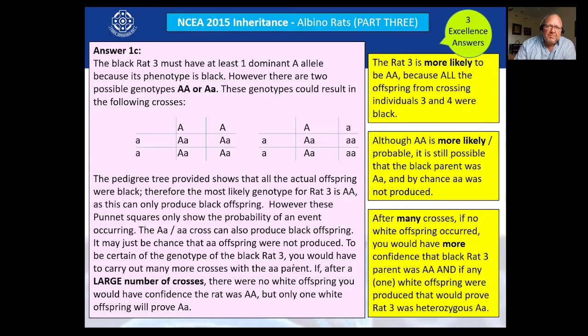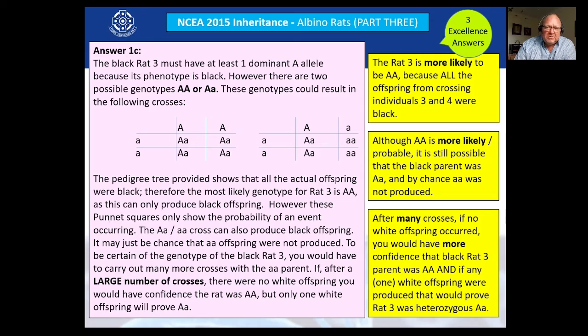Okay, so here's the answer. The black rat must have at least one dominant A allele because its phenotype is black. However, there are two possible genotypes. These genotypes could result in the following. The pedigree tree shows that the actual offspring are all black. Therefore, the most likely genotype for rat 3 is homozygous dominant, as this can only produce black offspring.